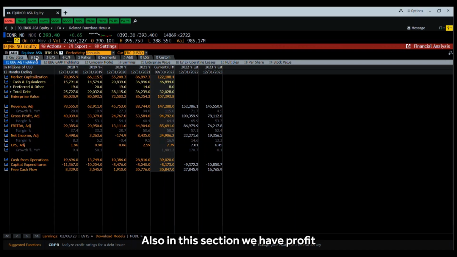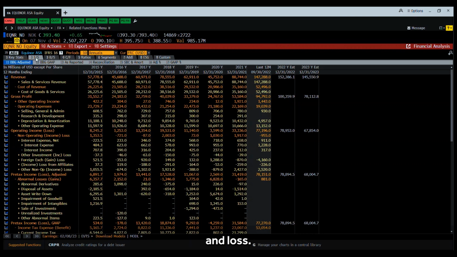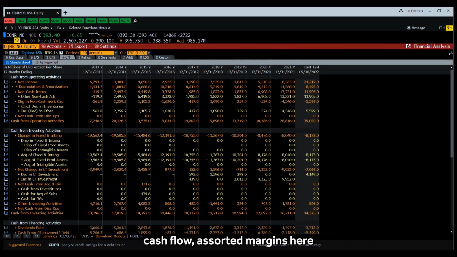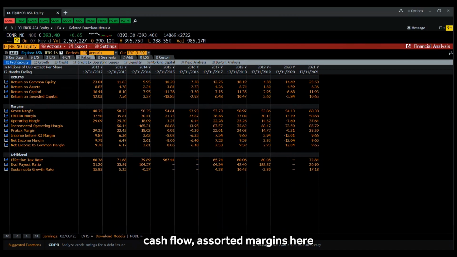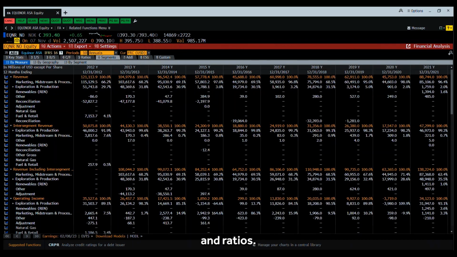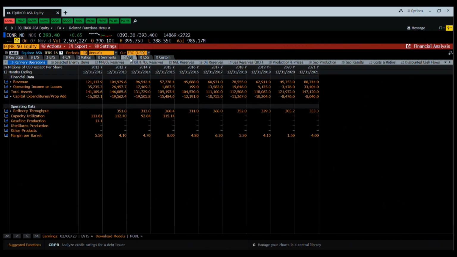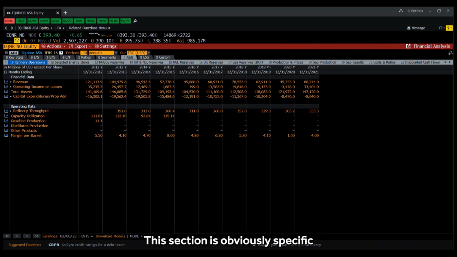Also in this section, we have profit and loss. We have the balance sheet, cash flow, assorted margins here and ratios. This tab takes us back to the revenue by segments, and then here we have some useful additional information telling us about refinery throughput, capacity utilization and margin per barrel. This section is obviously specific to an energy company and so wouldn't be visible for companies in other industries.